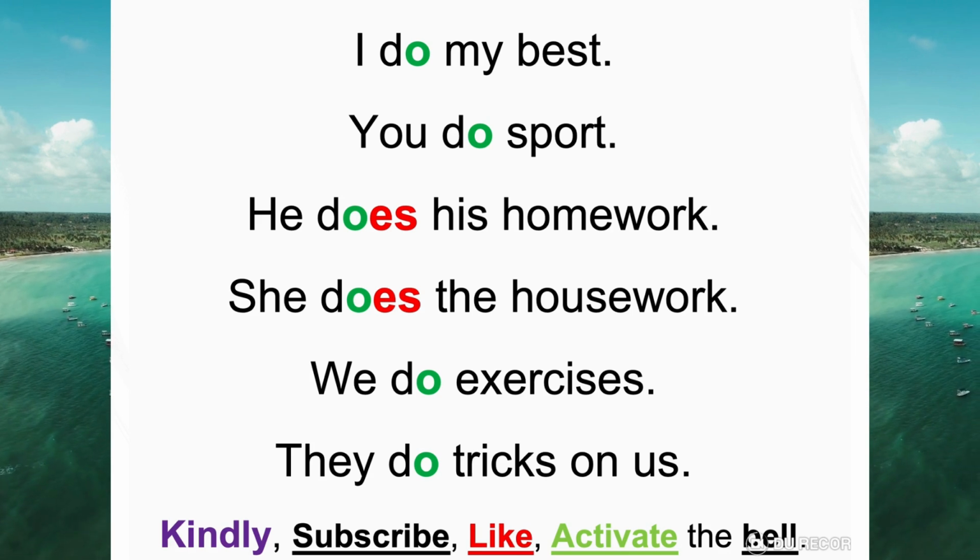As you see, I do, you do, we do, they do. The verb doesn't change. But with he, he does. She does. With he and she, the verb takes es. Let's see the negative form.